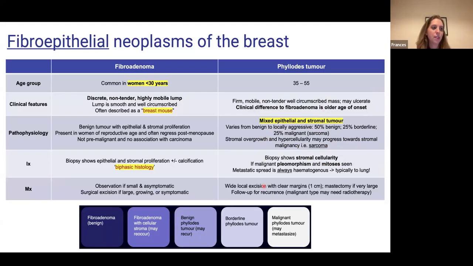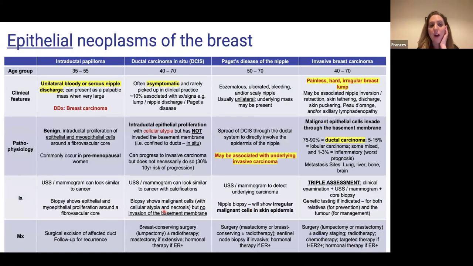And then if it spreads metastatically, it's pretty much always through the bloodstream, okay? And it tends to go to the lung. So phyllodes tumors are a pain to deal with because if you excise them and you don't take a wide enough margin, they just come back again. So you really need to do a very wide local excision. That's like a centimeter of margin between where it ends and the normal tissue. And if it's very large, you might even need to do a mastectomy. And then you basically follow them up for recurrence as well. Okay, so those are your fibroepithelial neoplasms.